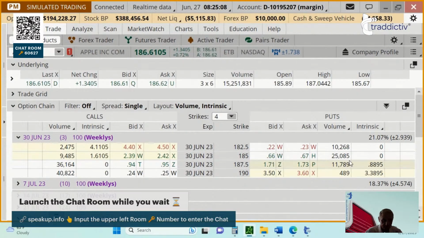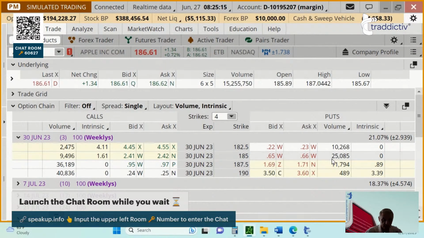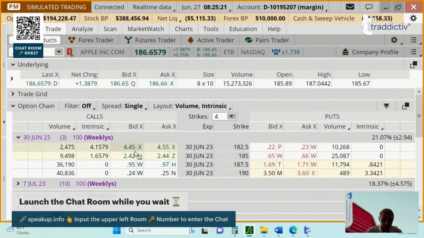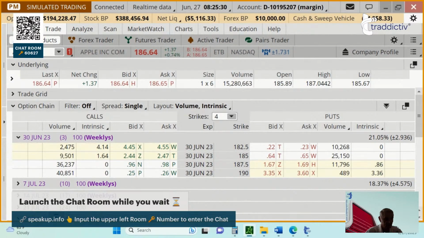Now be aware of this. 25,000 contracts already traded on the side. 25,000 contracts. Okay? So the logic of this trade is that if I buy the 182.50 and sell the 185, what needs to happen? Nothing. We can even pull back a little bit, because we're sitting right now at 186.